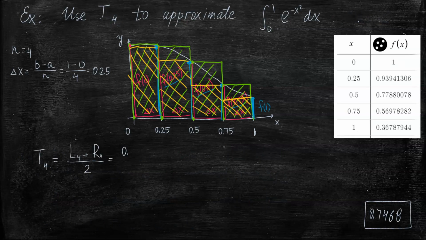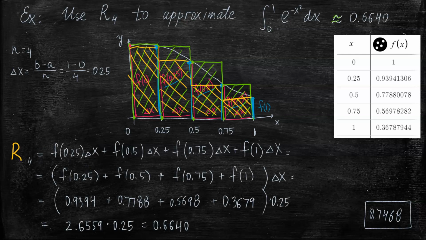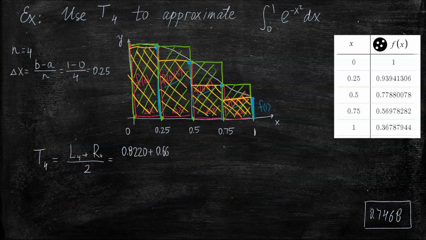If you already know L4, which we computed earlier, it is 0.8220. And if you know R4, it's 0.6640. If we find the average of these two, we get 0.743, which, if you compare it to the actual answer at the bottom right corner, you'll see that the average of the two is actually a pretty good estimate.